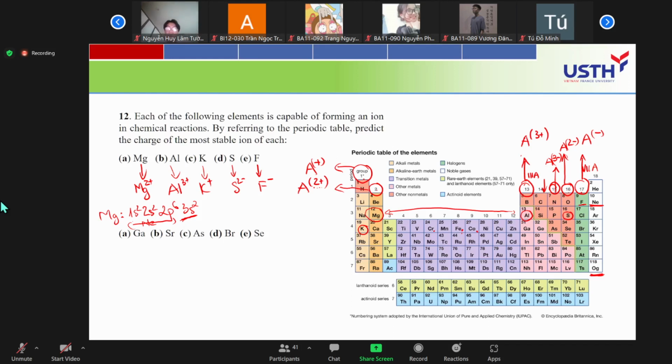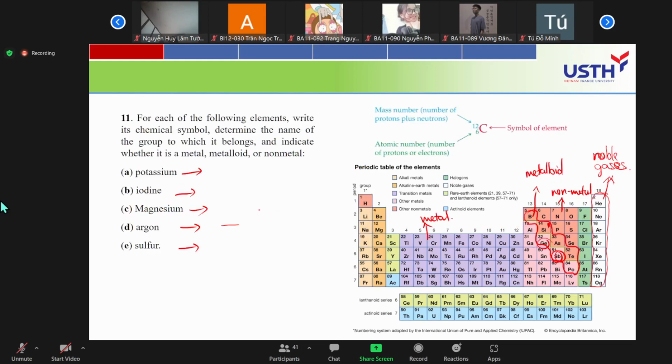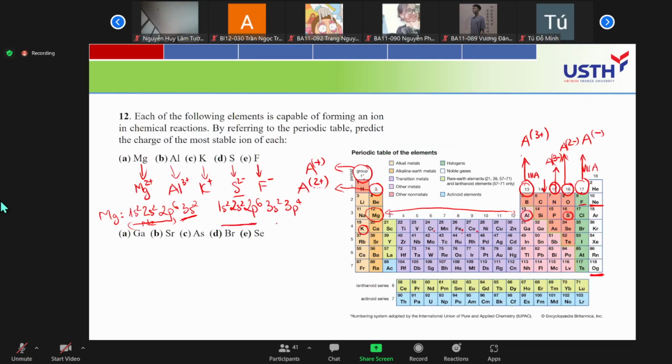Get it? On the other side, in the case of sulfur, sulfur has an electron configuration of 1s2, 2s2, 2p6, 3s2, and 3p4. But argon has the same thing, but with 3p6. This guy stays in the noble gases, right? So sulfur only has a 2 electron difference from argon.